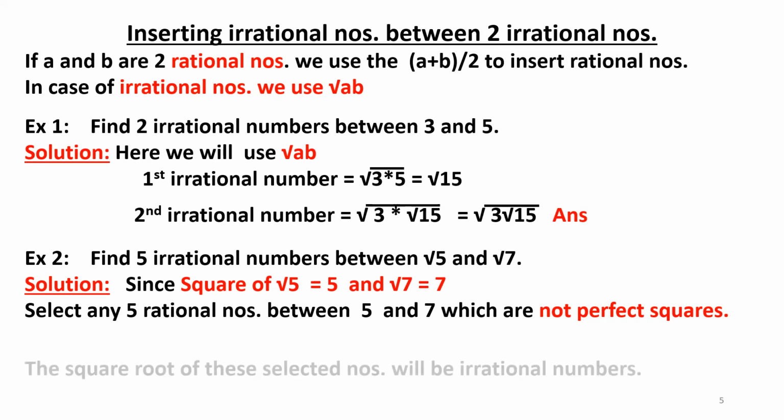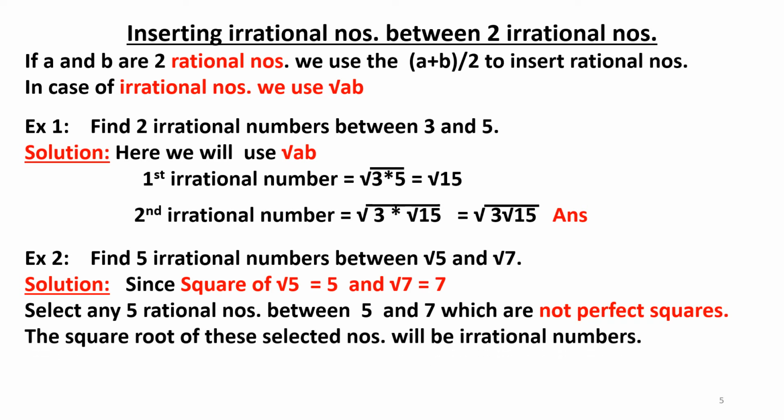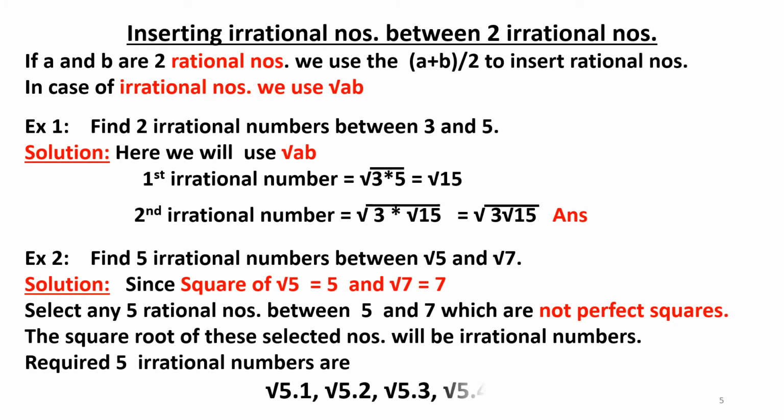Simply we take the square root of these selected numbers, and they will be irrational numbers. So how are we going to select? We start from 5: 5.1, 5.2, 5.3, 5.4. You can take root 6 also, root over 5.1. We have selected 5 numbers. For all of these we have to take the square root. When you are selecting, the number should not be a perfect square.